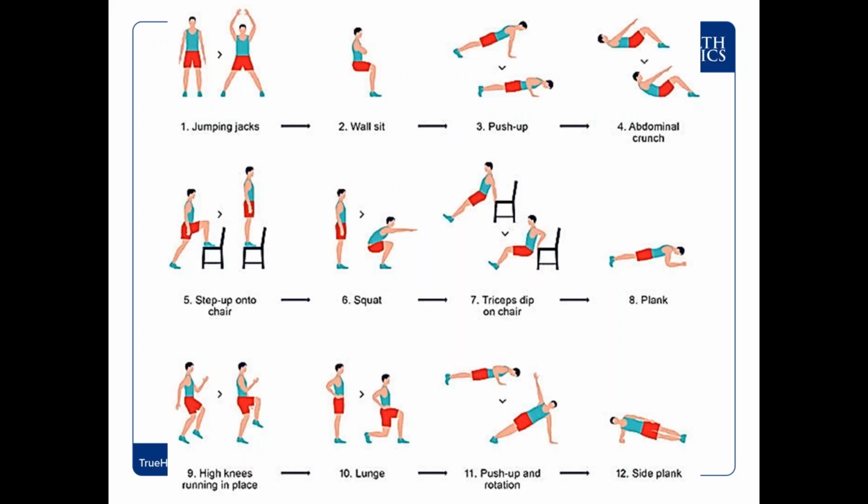And so here is a sample of a workout that is all body weight. From jumping jacks to wall sit, push-ups, abdominal crunch, step on a chair, and we'll revisit this one really quickly a little bit later. But you can see that it's basically taken all of the exercises that we've talked about and put them into a program.